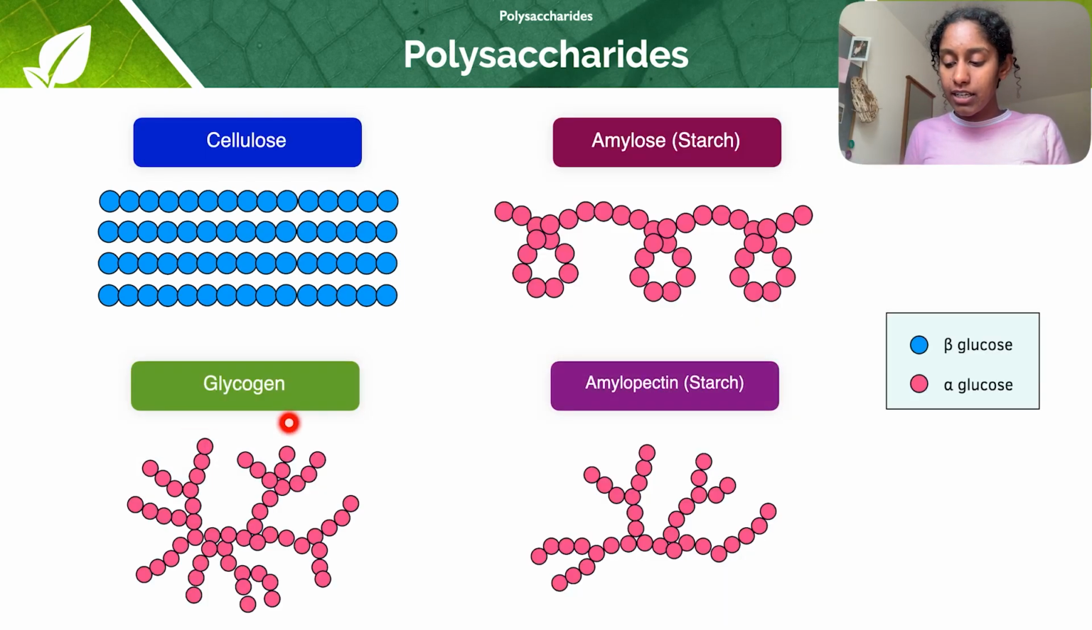So here we go, this is just a really nice summary for you. You can see that glycogen, amylopectin and amylose are all formed from alpha-glucose, whereas cellulose is formed from beta-glucose monosaccharides. So this is the importance of these different isomers of glucose. Remember, they have the same chemical formula, but a different structural arrangement in space. But this means that they can make different polymers overall.